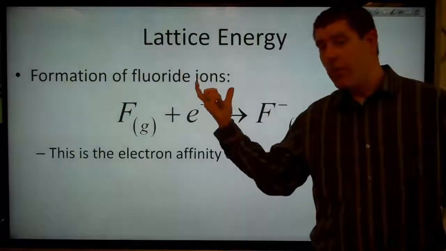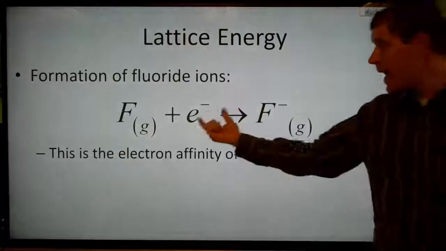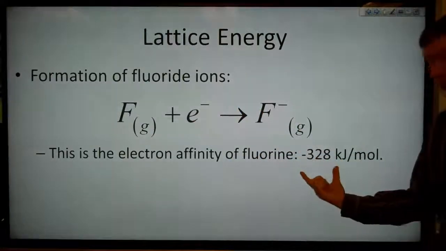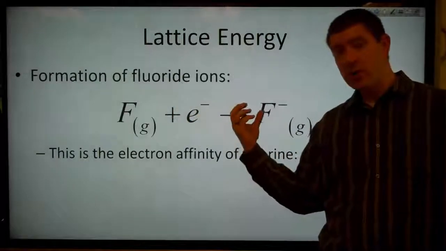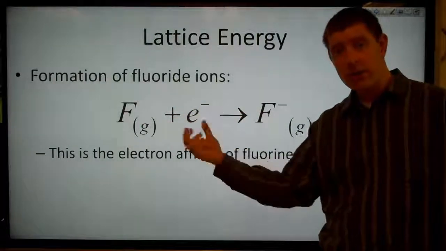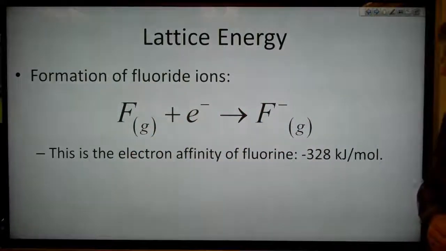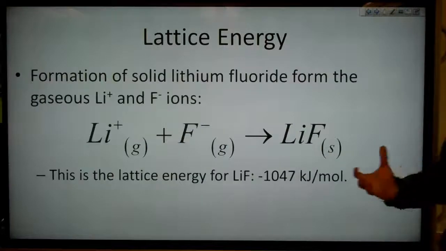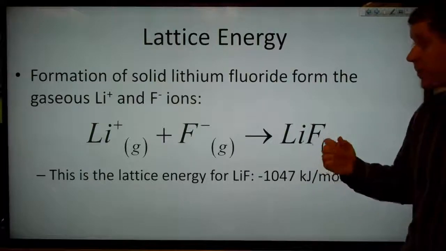Next, we need to form fluoride ions. So we take our fluorine atoms in the gas state, add an electron, and now we get our fluorine ions. This is the electron affinity of fluorine, and this needs to be a negative value because the electron is going to give off energy as it falls into the potential well of that nucleus. So we have a negative 328 kilojoules per mole of energy. So we get back 328 kilojoules per mole of energy.